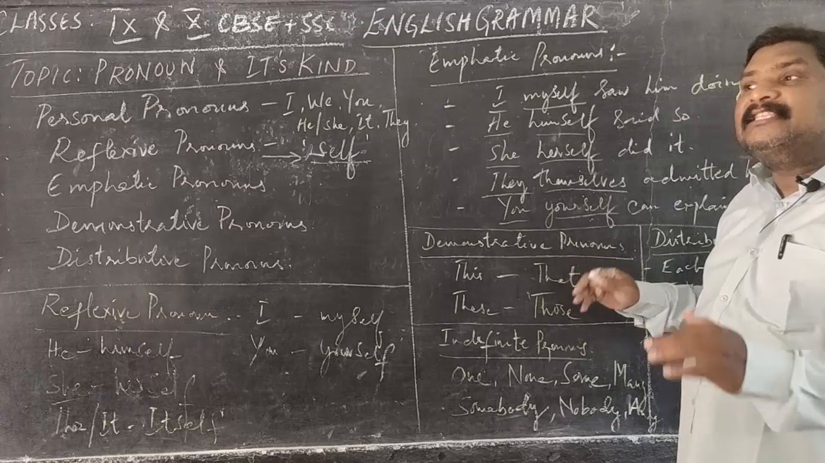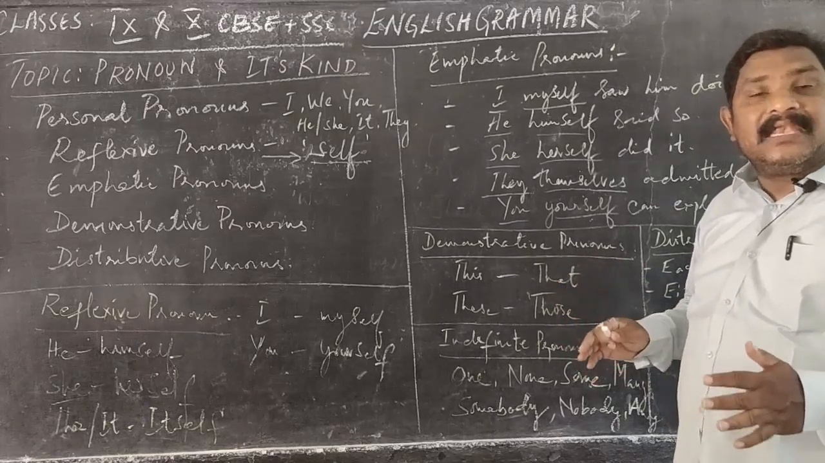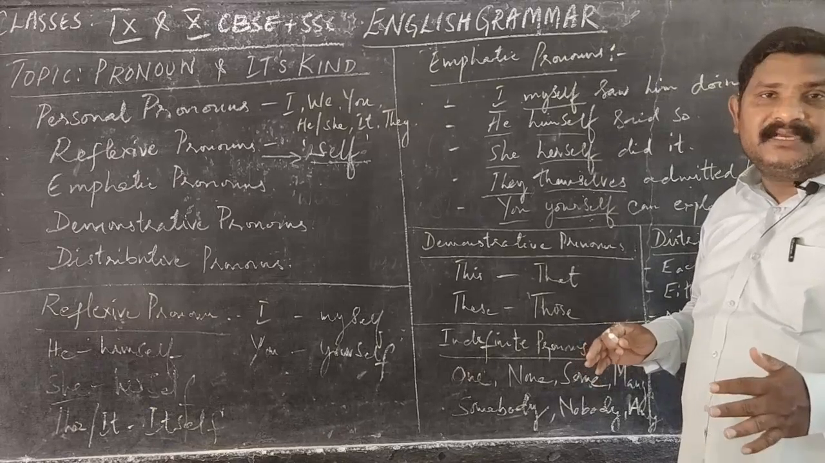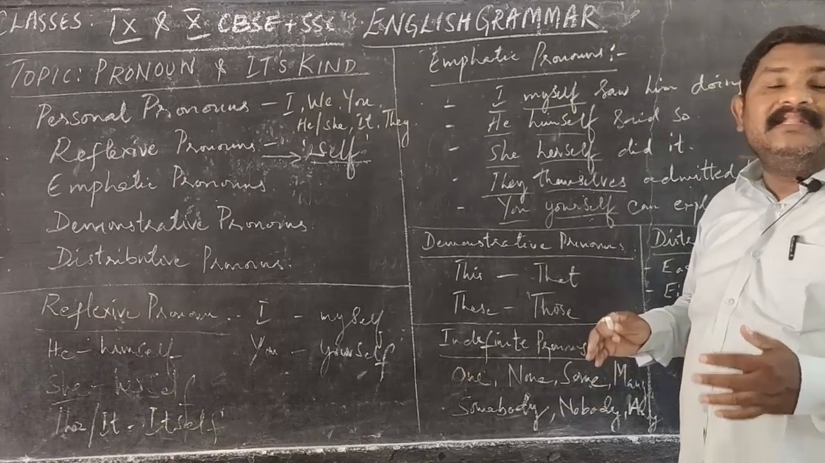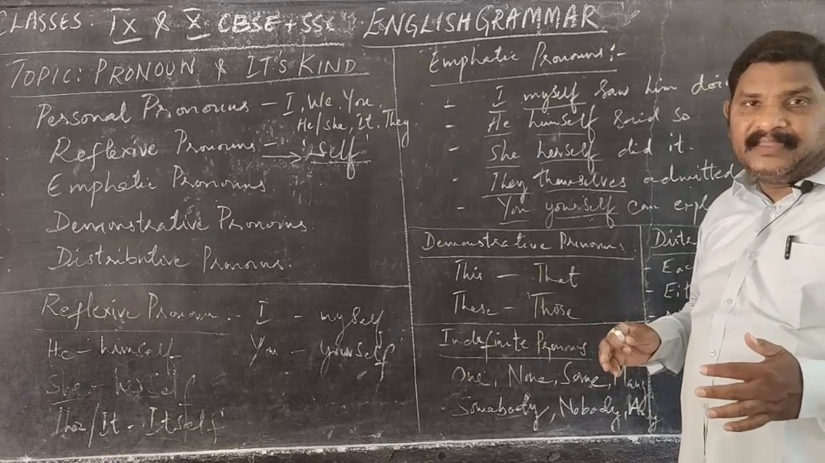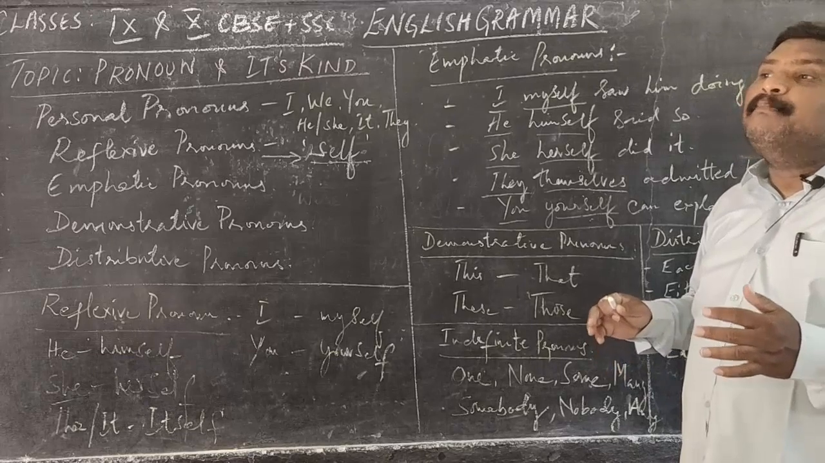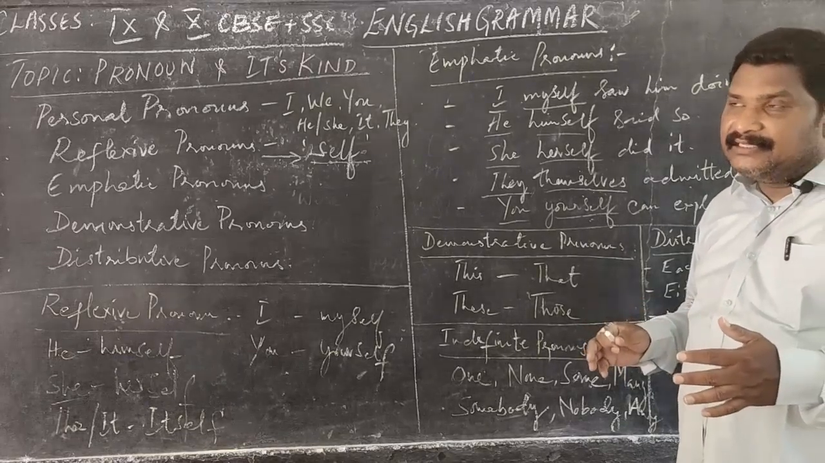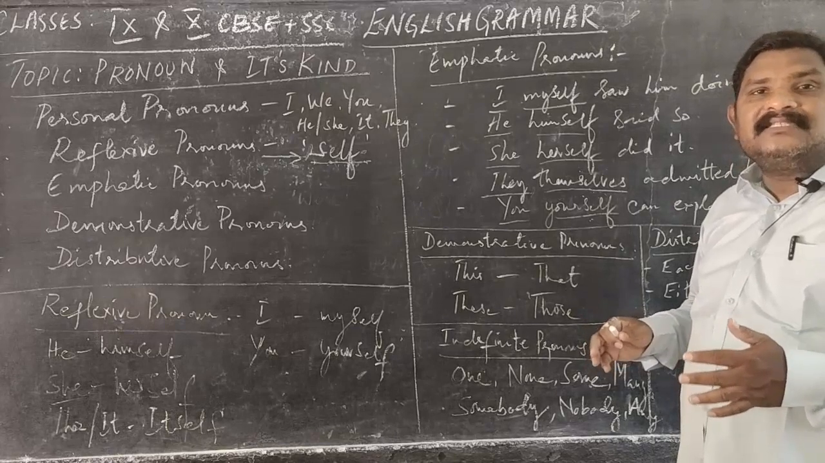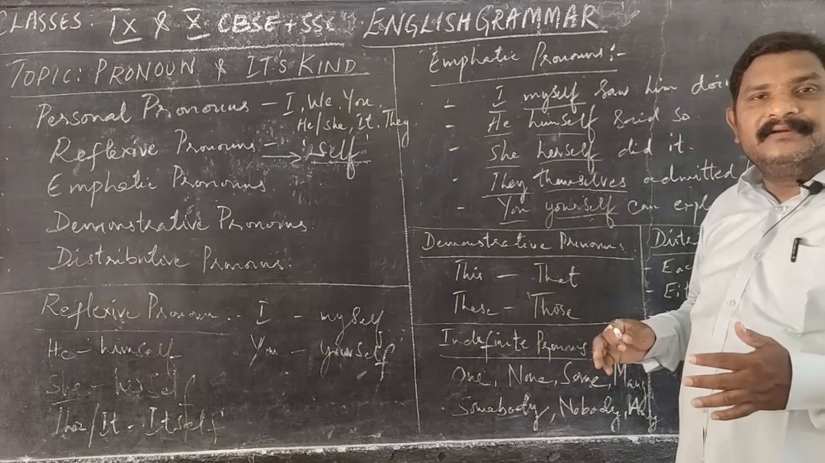I can't say these benches are good with this. No, it's wrong, it's incorrect. It should be these benches. Okay, these benches. I can't say that boys. No, I can't say that trees. That is different. So this and that are mostly used for singulars.